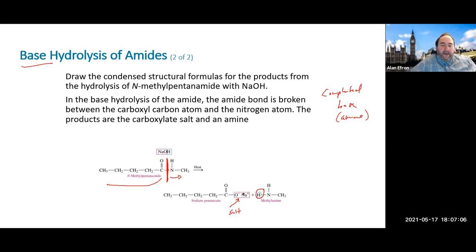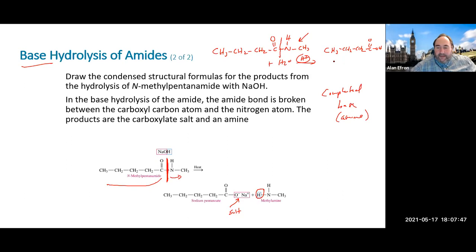Any questions on that reaction there? So again, if you had something like this, and you did this with water with an acid as a catalyst, when we're doing the acid, we would expect to get back the completed carboxylic acid, CH3, CH2, CH2, C double bond O, OH, and we would not get this guy to be completed back.